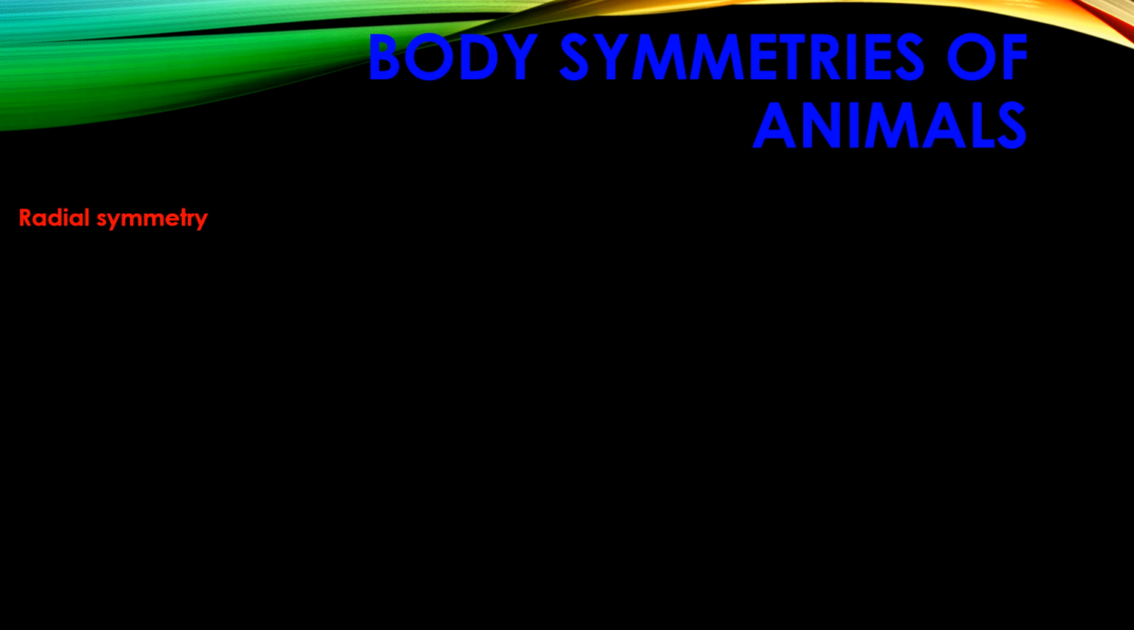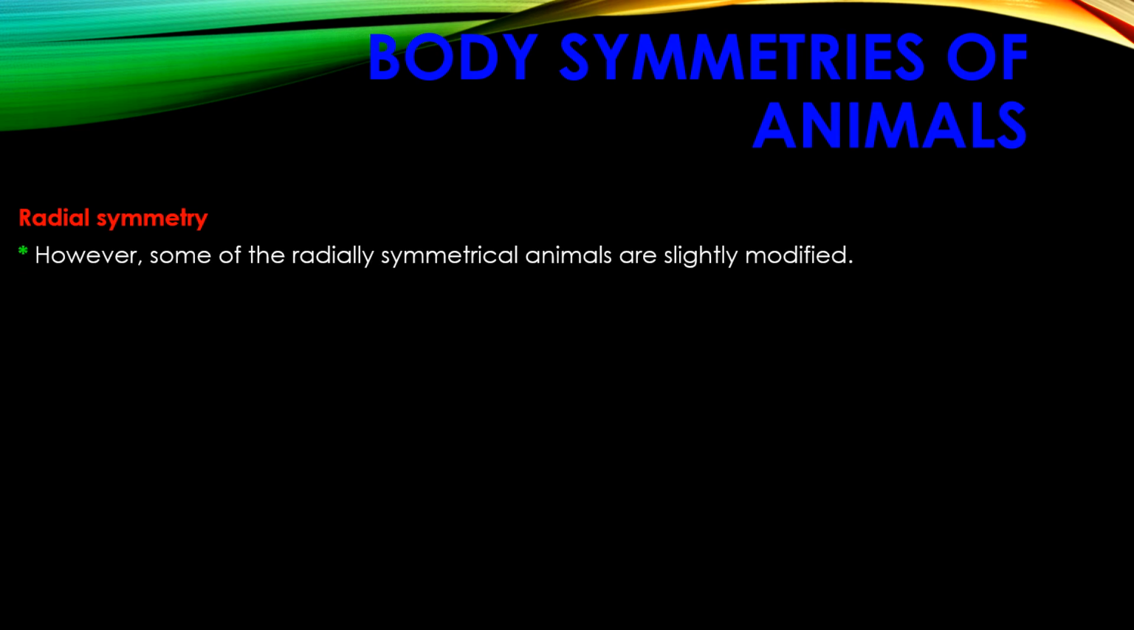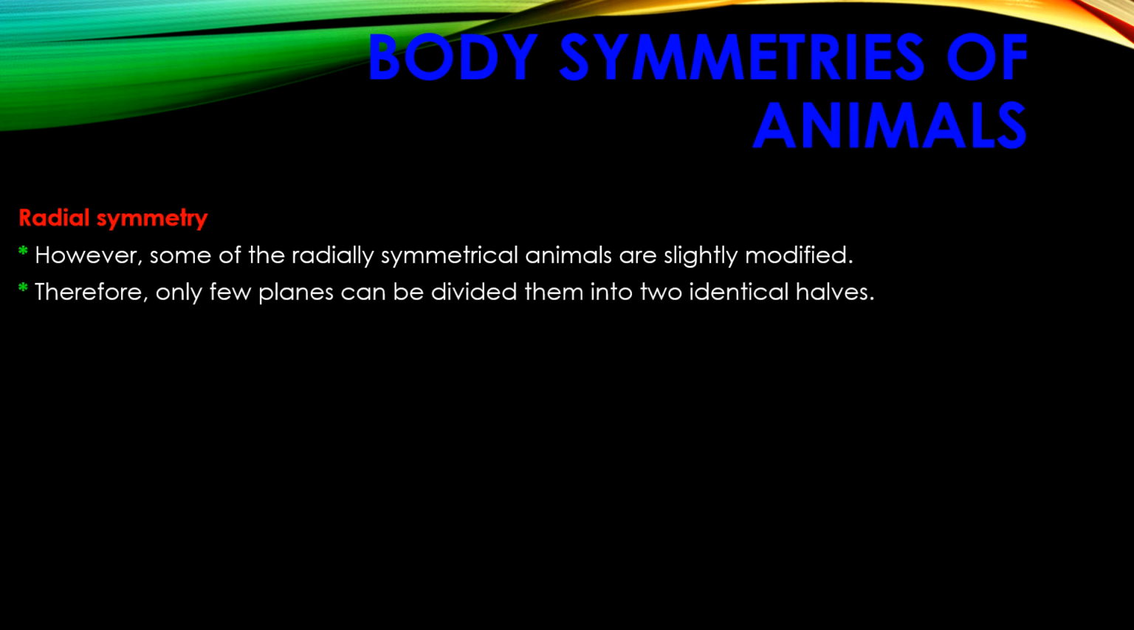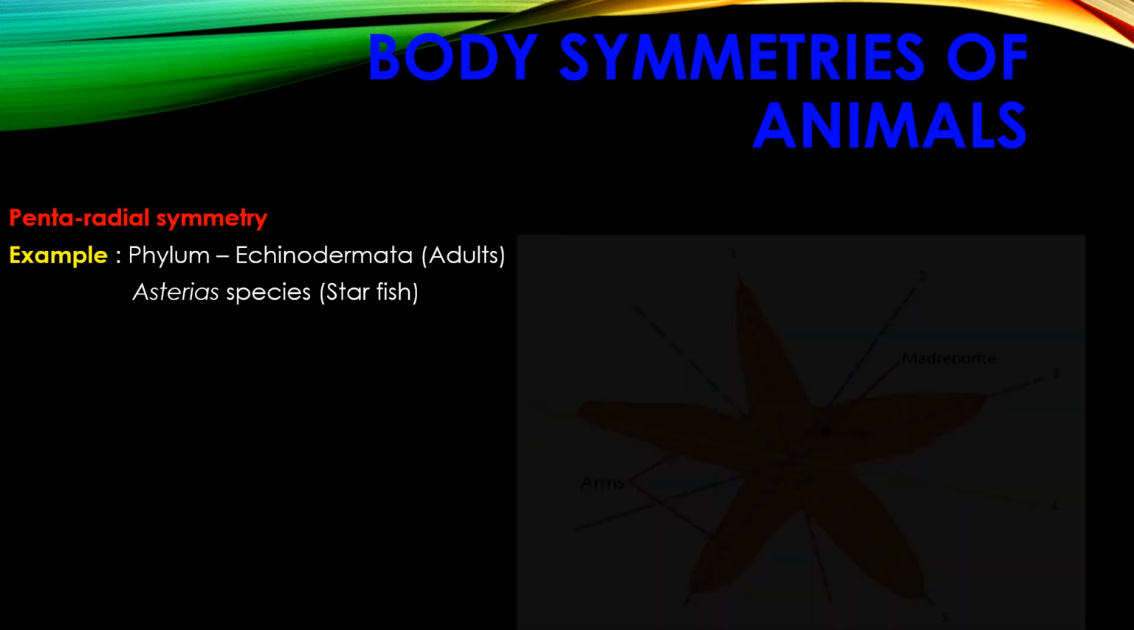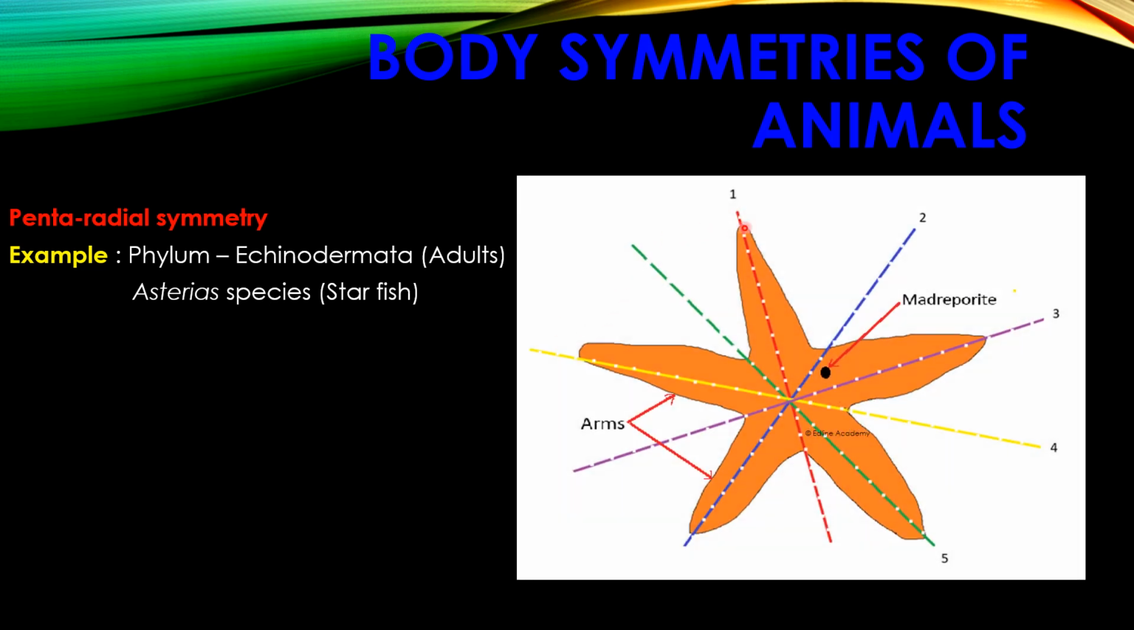However, some radially symmetrical animals are slightly modified. As such, very few planes are able to divide them into two mirror images. Now I am going to talk about modified radially symmetrical animals. For this, I am going to take one example, that is the adult starfish. The name of the species is Asterias. Just take a look at this diagram.